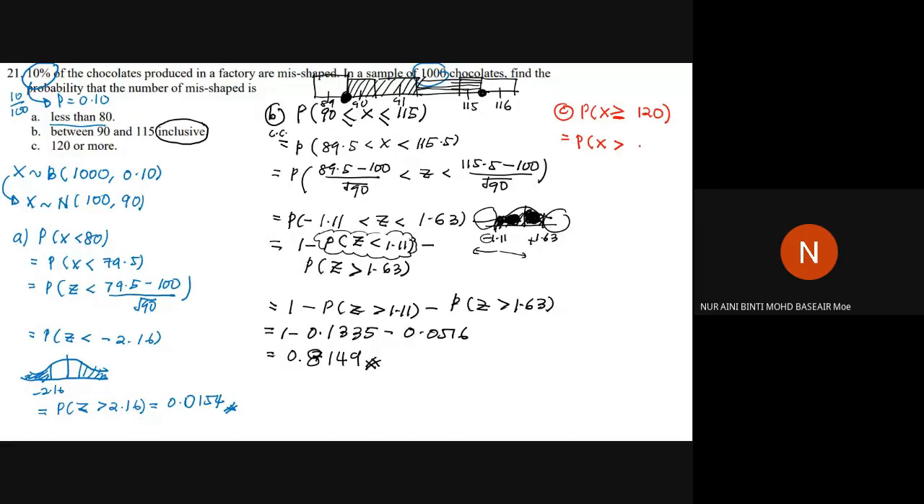P(X greater than or equal to 120), continuity correction 0.5. Sini 119, sini 120, sini 121. Okay, ini box 120. So dia nak 120 and above. Okay, perhatikan 120 ni start dari mana? 119.5. Okay, 119.5. Okay, standardized tukar pergi Z ini.